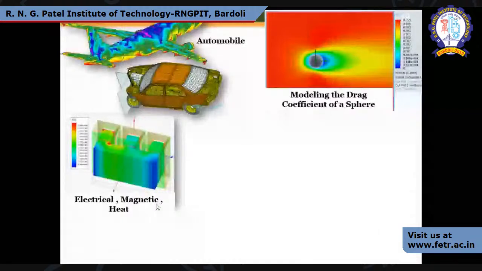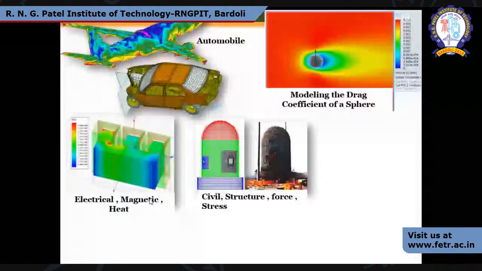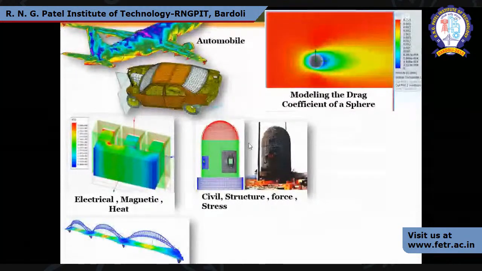Then electrical and magnetic analysis and heat analysis is possible for any type of electrical geometries or equipment. Then in the case of civil engineering, look, this is a reactor building. If for a certain reason the internal forces exceed, then how much force is carried by this particular wall at every place we can calculate using this FEM analysis without any physical structure. Similarly, before designing or manufacturing or installing a bridge, we can analyze which part of the structure may be weaker, and which part we have to take more care of.